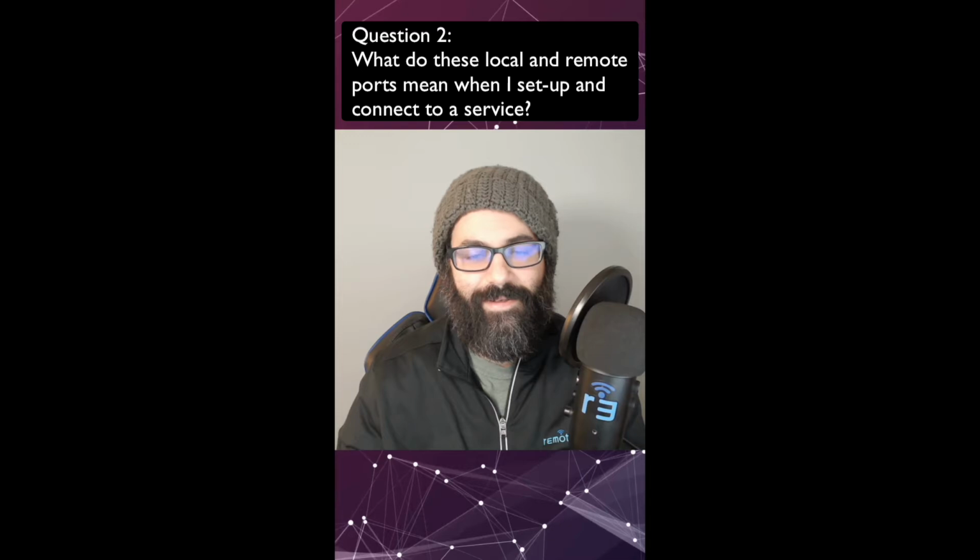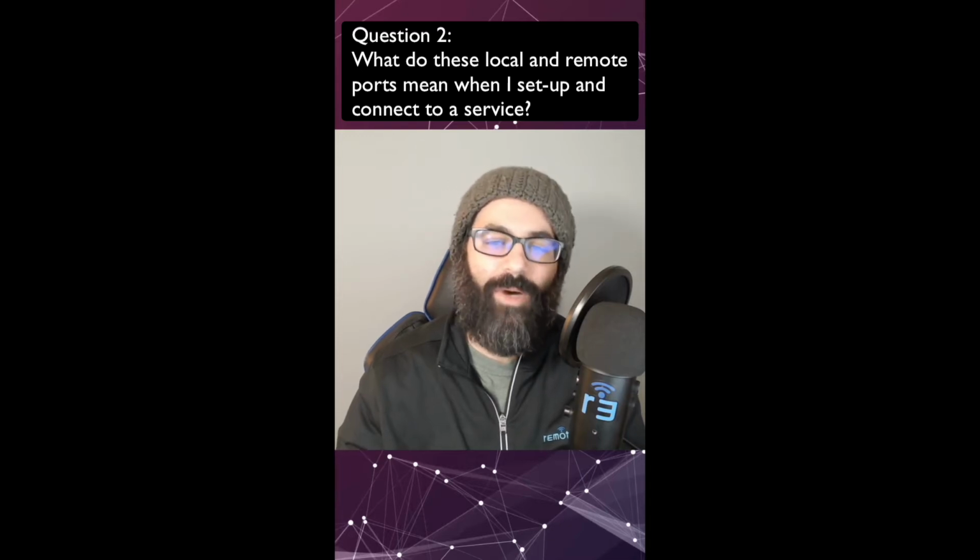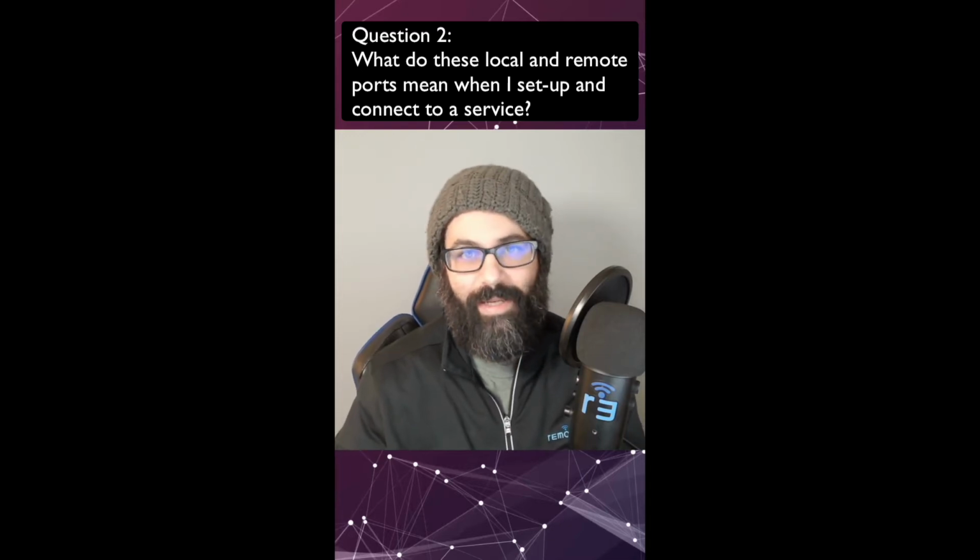Question: What do these local and remote ports mean when I set up and connect to a service? The first thing you do when you define a service is you're setting up and telling Remote It what the remote port is that your application is listening on. So this is going to be SSH on port 22 by default, or 80 for HTTP, or 443 for HTTPS. Could be 3389 for RDP. Any number of ports that your applications are listening on.